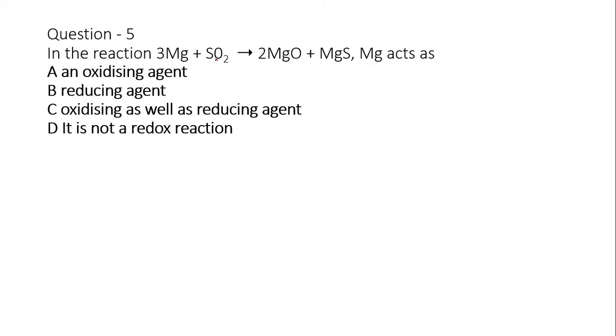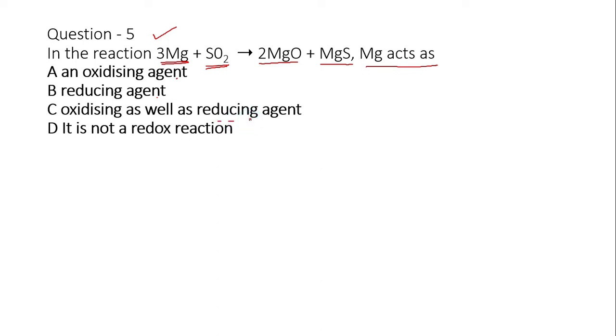So question number 5 says in the reaction 3 Mg plus SO2 gives 2 MgO plus MgS, right? This is the reaction given. Mg acts as an oxidizing agent, reducing agent, or oxidizing as well as reducing.